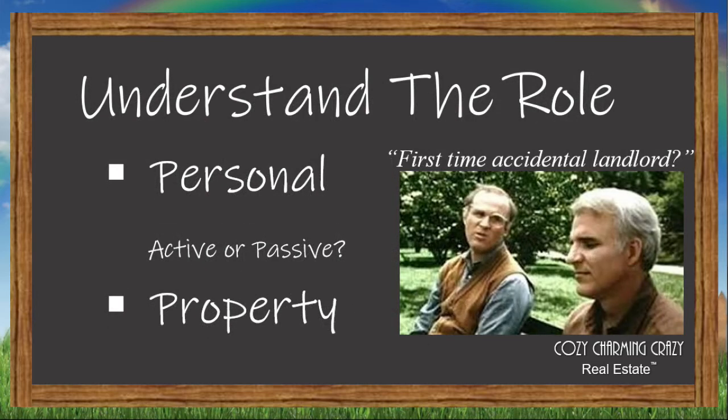So, understanding our roles. First, as accidental landlords, we're going to want to make some important decisions. As Charles Grodin is asking Steve Martin in this scene from the movie The Lonely Guy, first-time accidental landlord. Actually, most accidental landlords, it is their first time. They did not make a decision to become a landlord, and they are starting with a home. They didn't buy this property to be a rental. So now they're going to have to make some decisions they haven't had to make before.